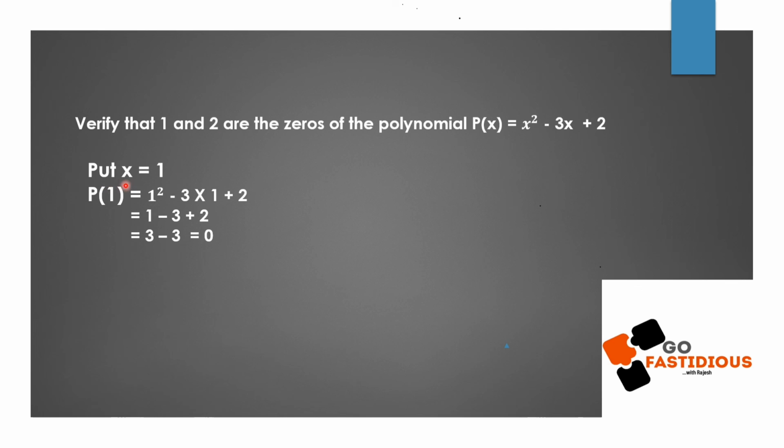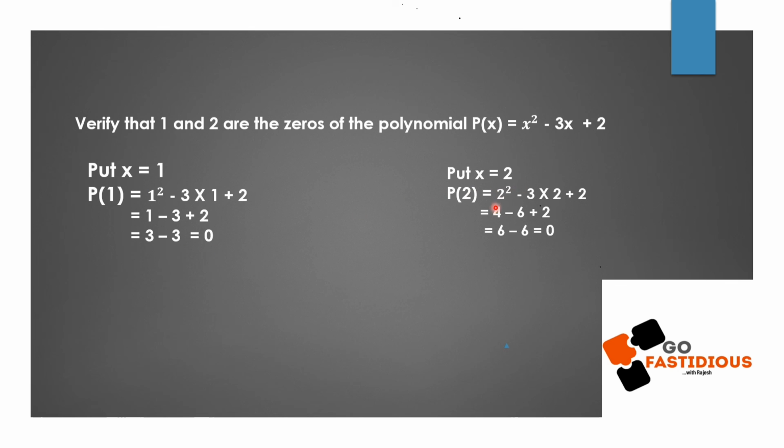So if I will put x is equal to 1 in the given polynomial, I've got 1 square minus 3 into 1 plus 2. So 1 square is 1, 3 ones are 3 plus 2 as it is. So 1 plus 2 is 3 and 3 minus 3 is 0. It means that x is equal to 1 is giving us 0. Let us check for x is equal to 2 also.